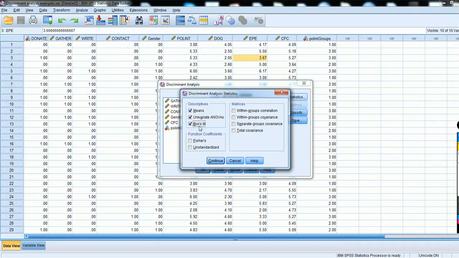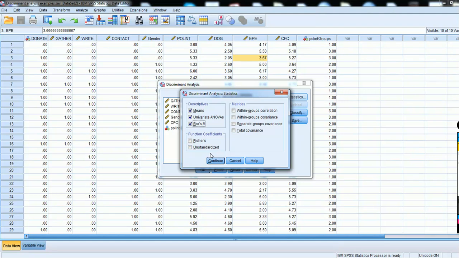This is basically a test of the assumption of equality of variance-covariance matrices between your groups. In other words, the variances of my three predictor variables and their covariances have to be the same across groups, and so we can test this out using Box's M. So if the equality is observed, then we would basically assume that our assumption is met. If it's not met, then that can introduce various statistical problems.